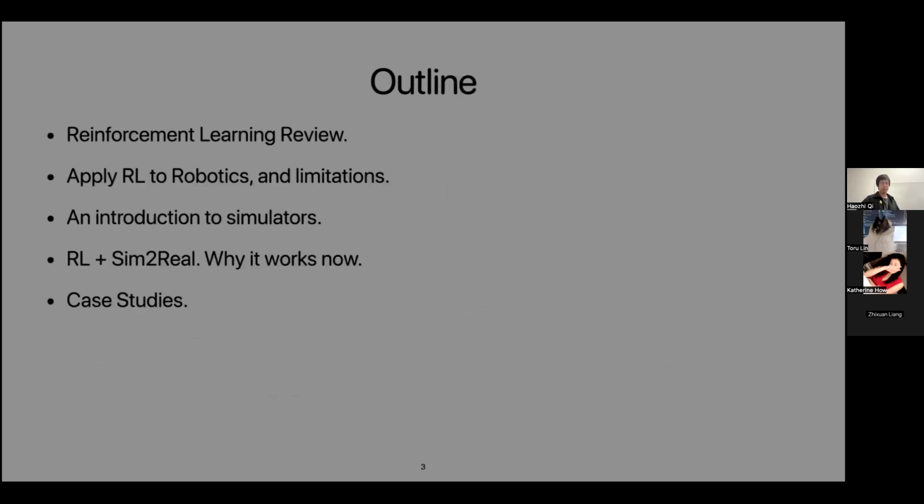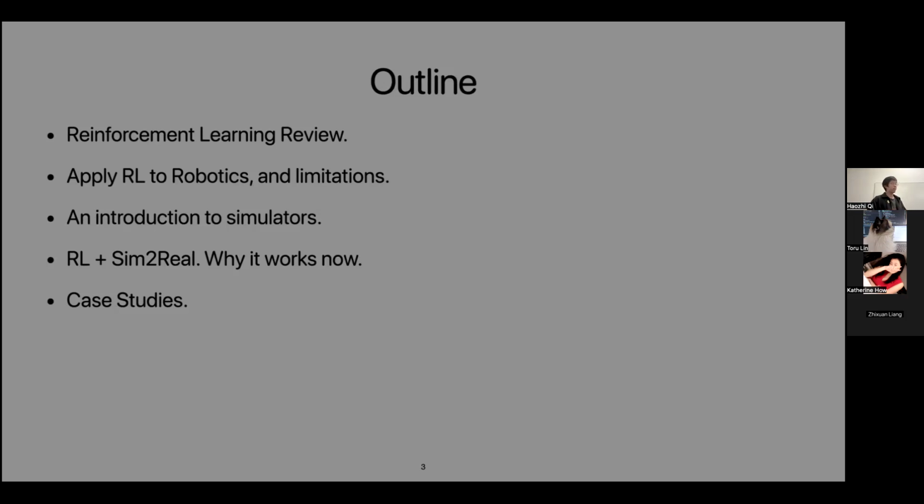And in today's lecture specifically, we are going to firstly review some basic reinforcement learning, or RL, basics. RL is a prerequisite for this class, so hopefully you already know most of the concepts. And then we will also talk about some of the attempts at applying RL to robotics, and their limitations, their challenges, and why they do not immediately work.